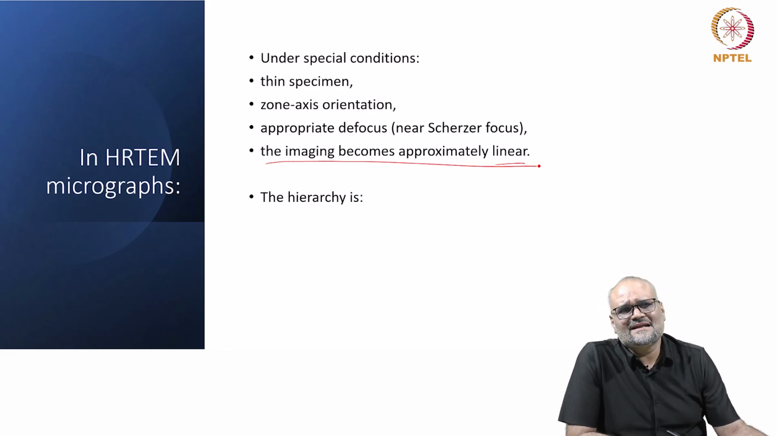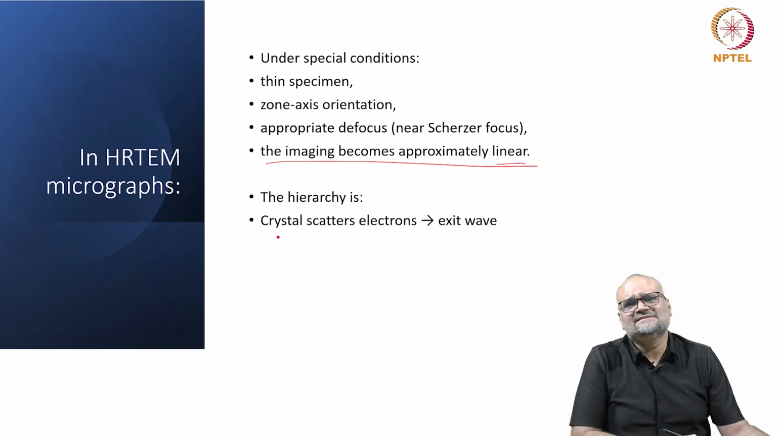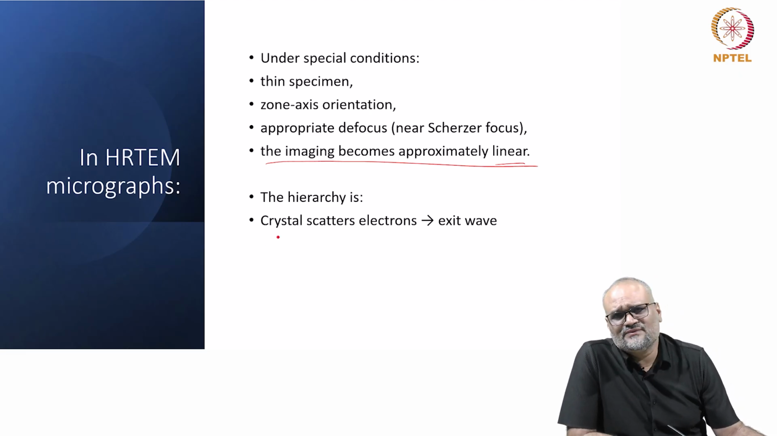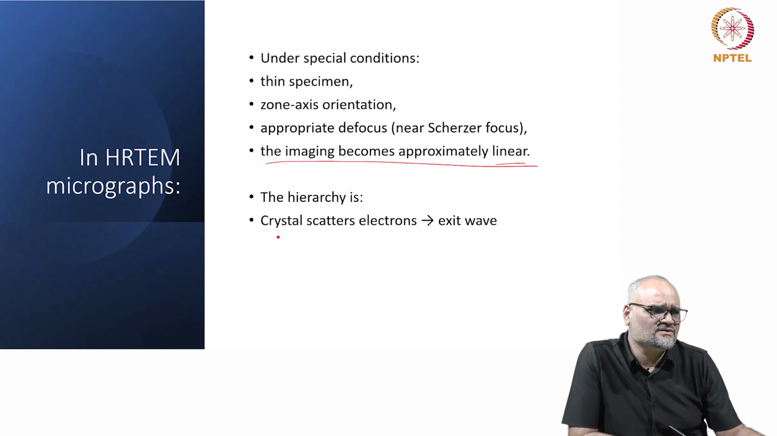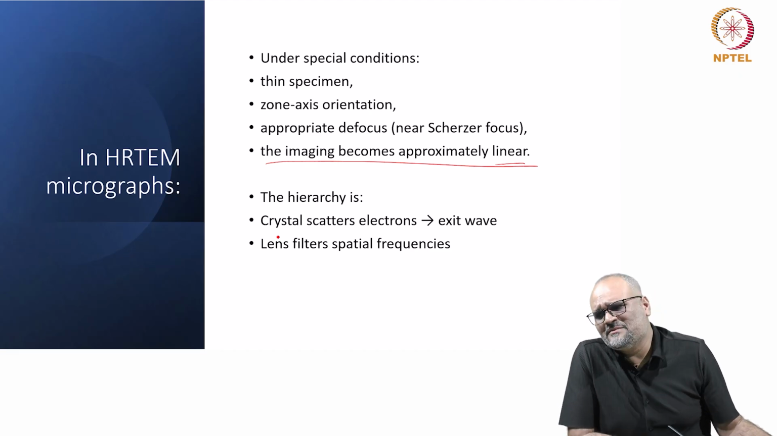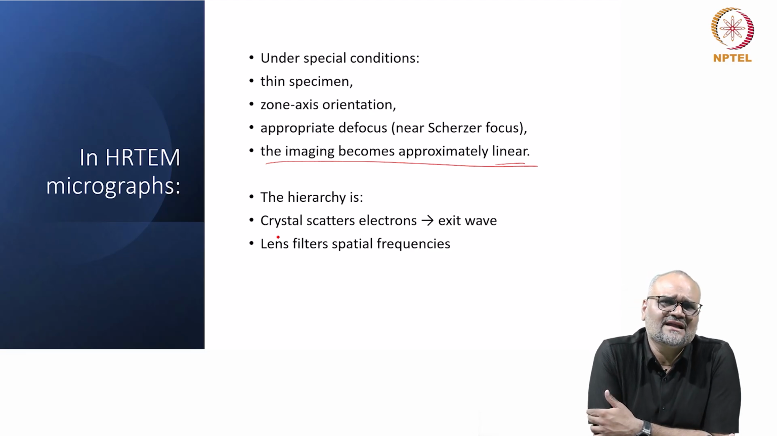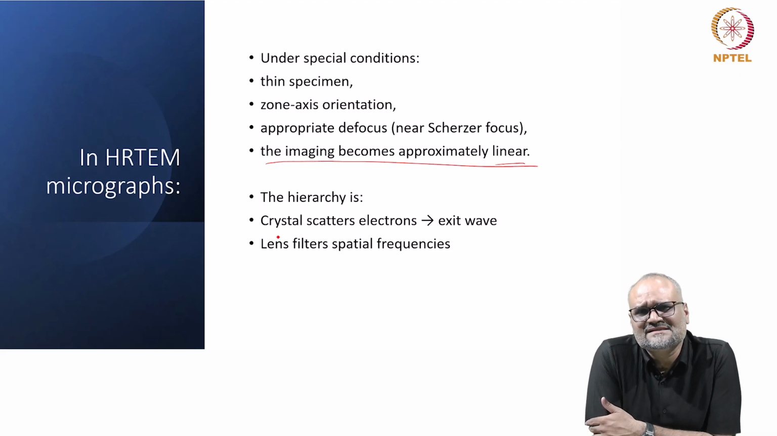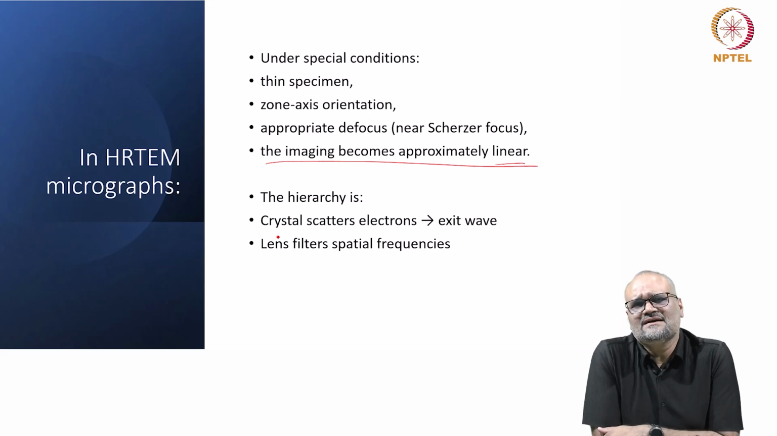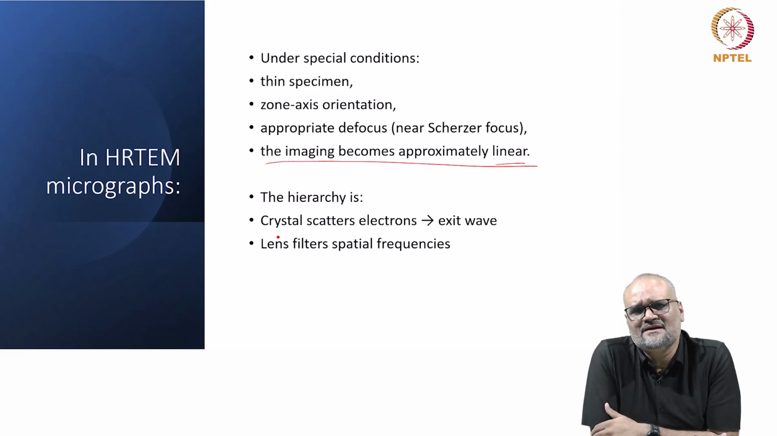So the hierarchy in understanding HREM micrographs is: a crystal scatters the electrons. You call this the exit wave. We have represented it with the object function in the first slide schematic that is shown. The lens actually filters out spatial frequencies. If you remember, in one of the very earlier lectures when we showed the Fourier transform and the spatial frequencies, we related the resolution to the information that you are recording on the back focal plane.